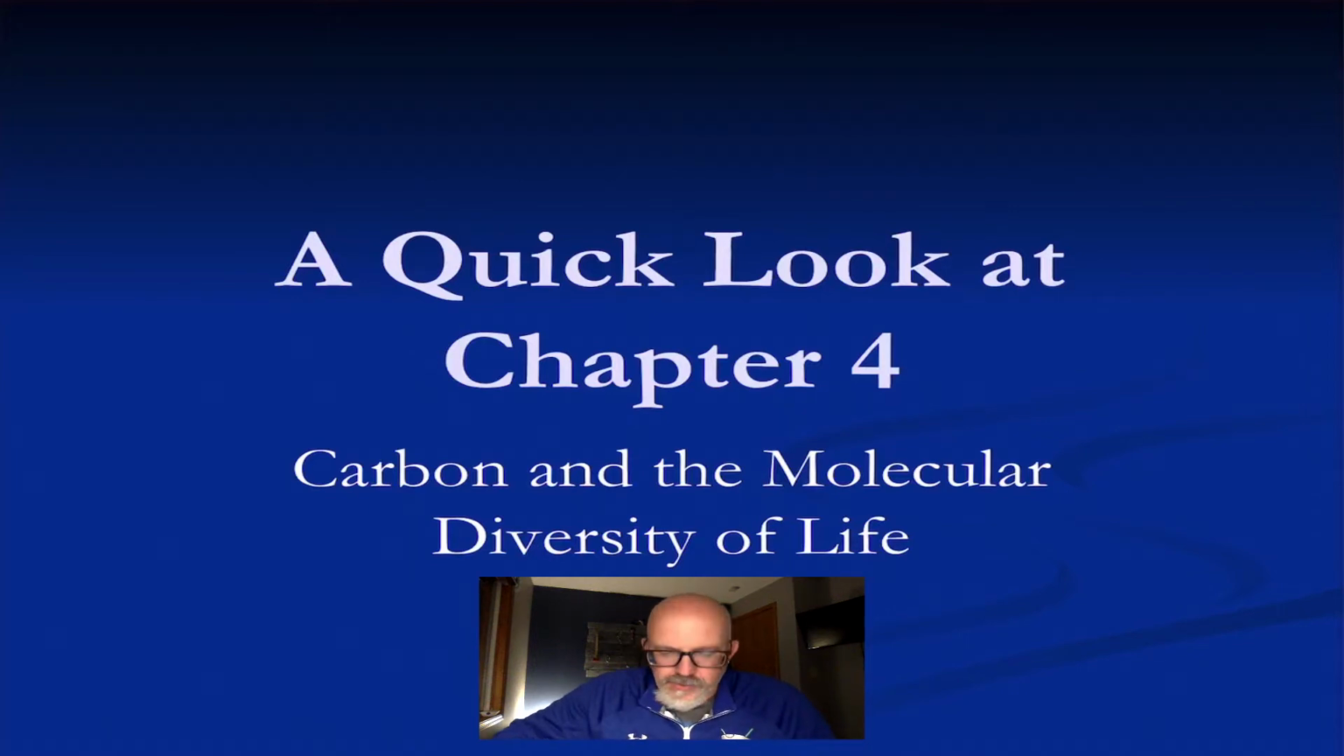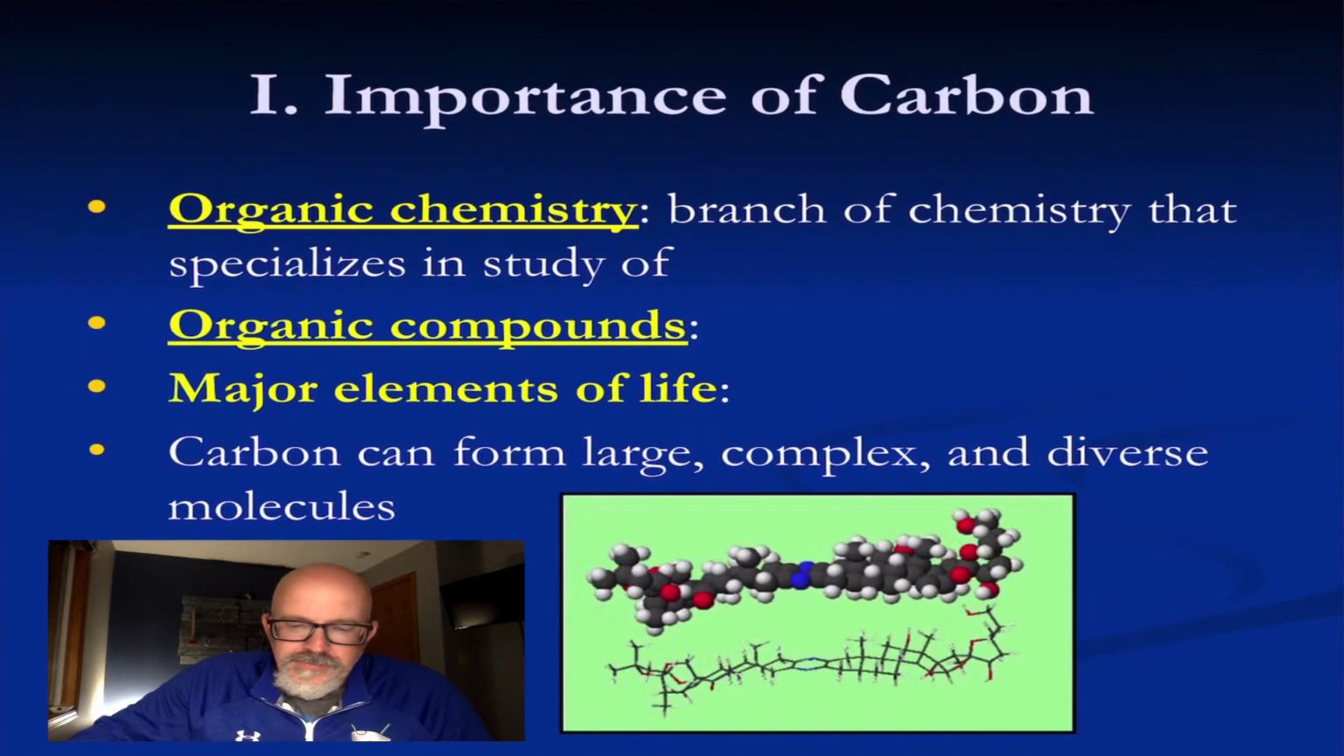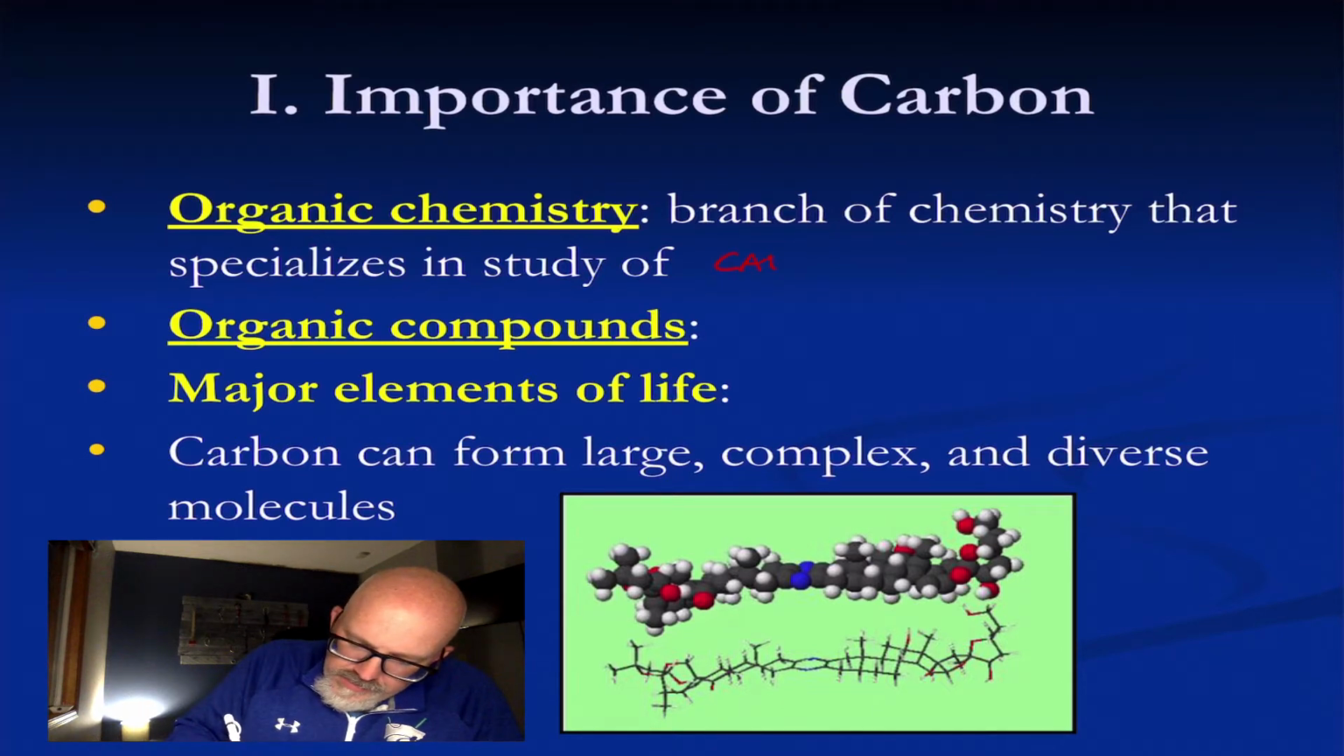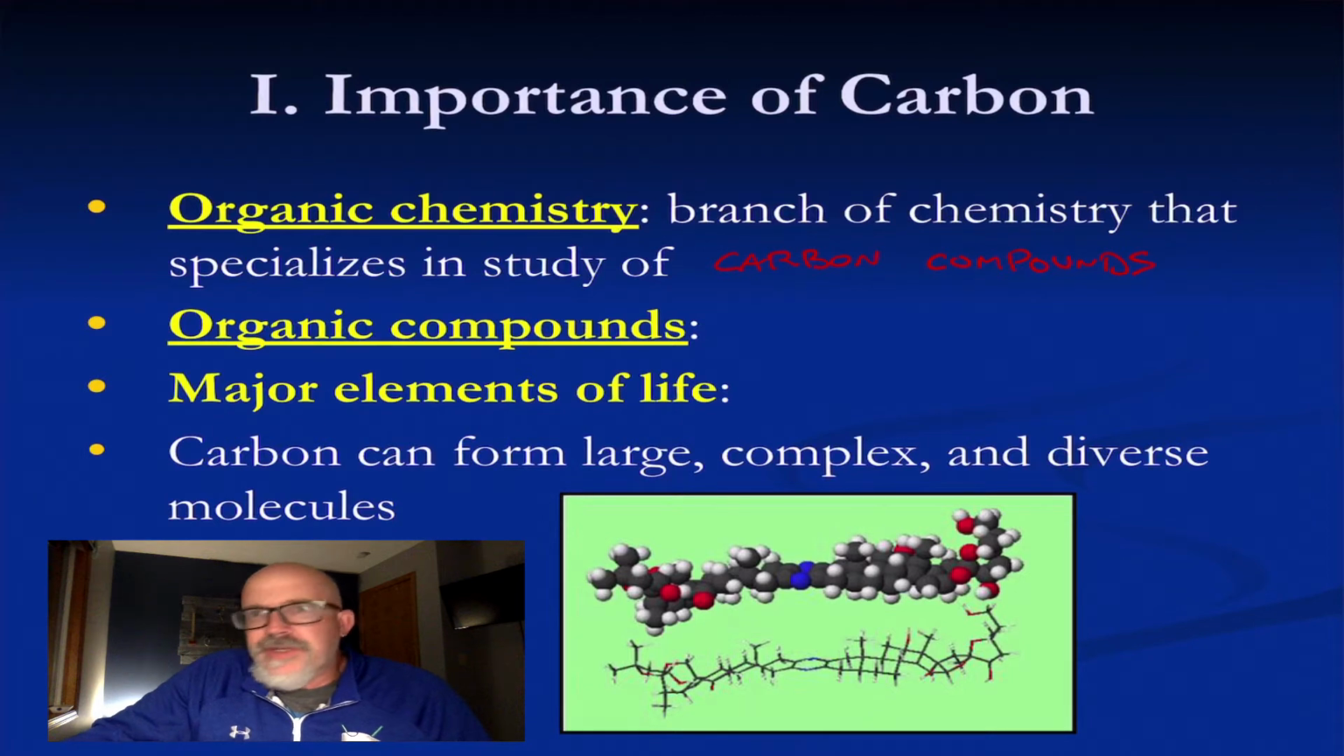Chapter 4, a quick look at organic chemistry. One, it has to do with carbon. That's what the definition of organic chemistry is. It's when it has carbon involved. So when you look at our definitions here, organic chemistry is a branch of chemistry that specializes in the study of carbon compounds. So we're going to talk about all these things that contain carbon, like proteins, fats, lipids, steroids, nucleic acids, sugars, cholesterol, all this stuff, right?